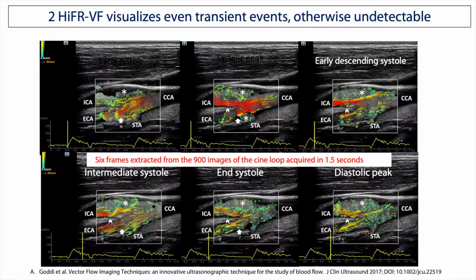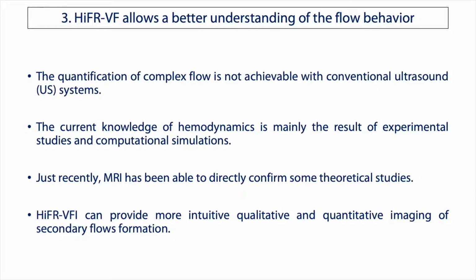The second one: V-flow visualizes even transient events. Thanks to V-flow's high frame rate, we can easily detect all the stages of the cardiac cycle, which we wouldn't be able to see as clearly with conventional color Doppler. Before talking about the third key point, a few considerations are necessary.